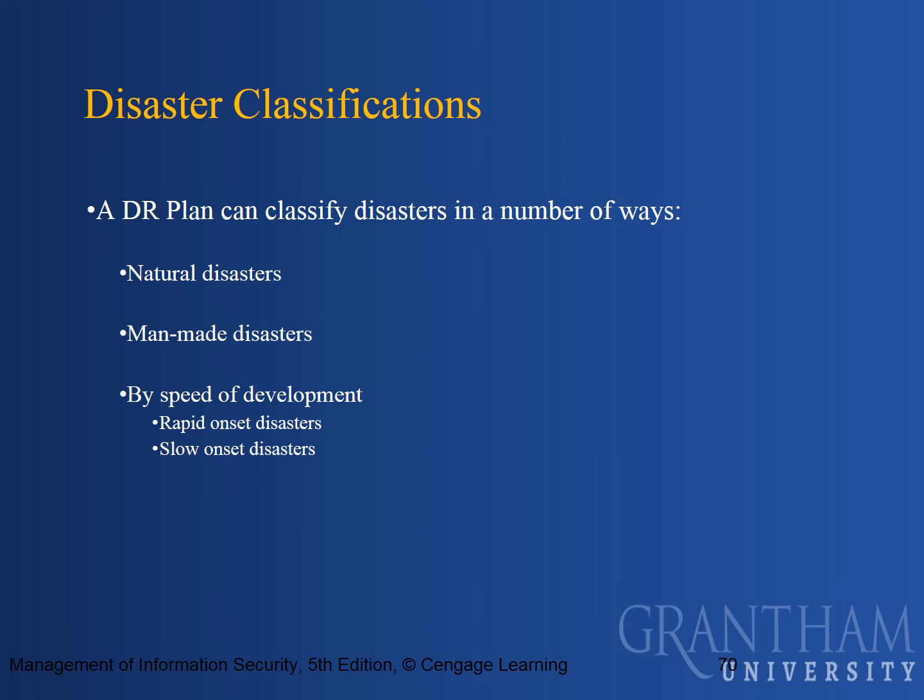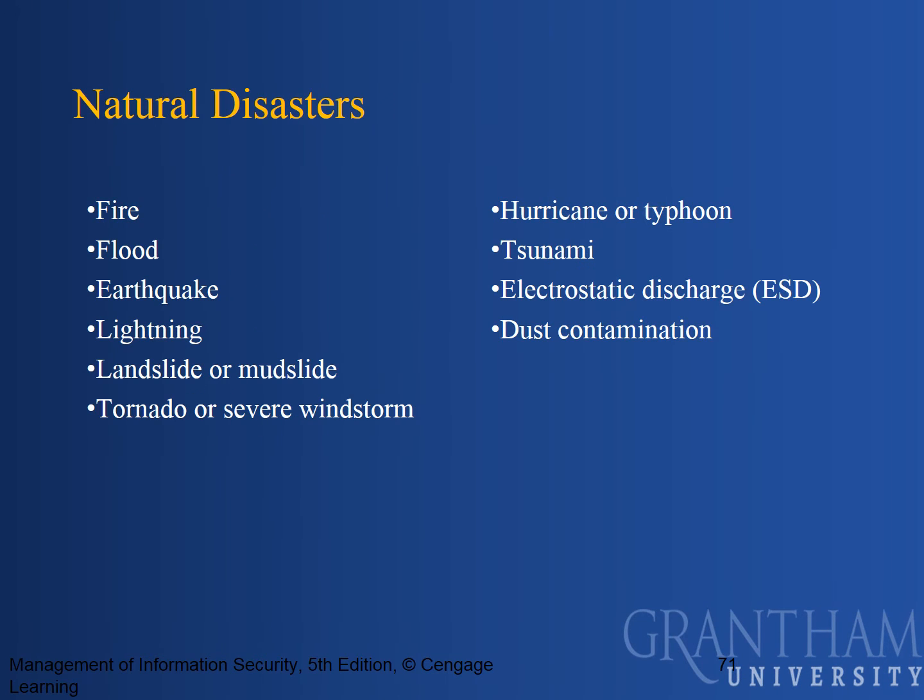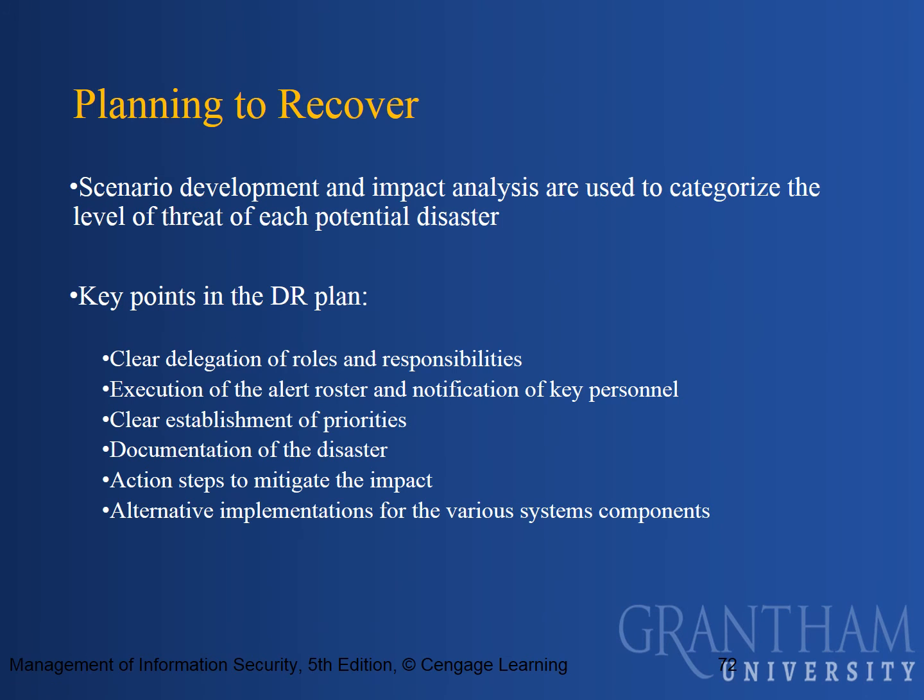Disaster classifications. Though disasters can be classified in a number of ways, here are a few: natural disasters, man-made disasters, and by speed of development, rapid onset or slow onset. Natural disasters include fire, flooding, earthquakes, lightning, landslides or mudslides, tornadoes and severe windstorms, hurricanes, typhoons, tsunamis, electrostatic discharge, dust contamination. When generating the disaster recovery scenario, start with the most important asset: people.